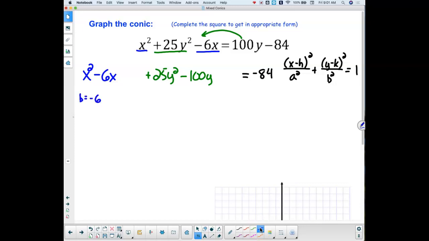My b is negative 6. My b over 2 is negative 3, and that squared is 9. Okay? So this gap right here gets filled with plus 9.